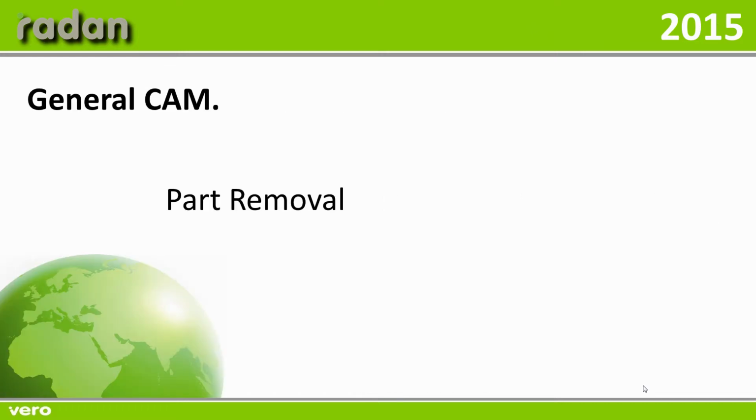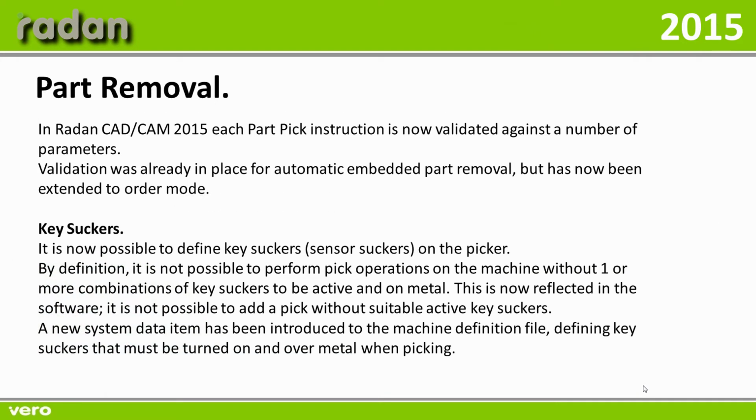Part removal. In Radan CAD CAM 2015, each part pick instruction is now validated against a number of parameters. Validation was already in place for automatic embedded part removal, but has now been extended to order mode.